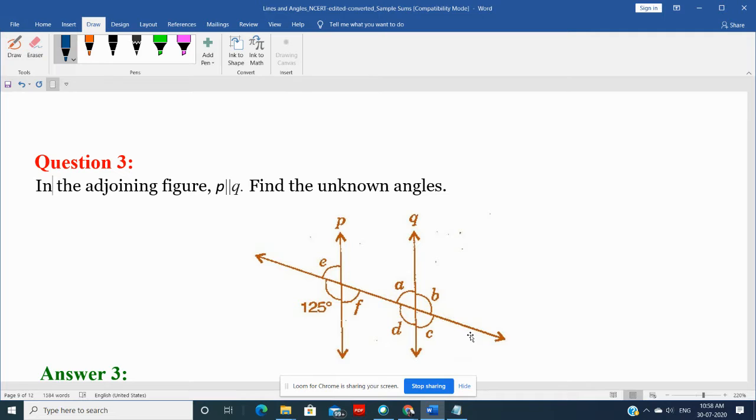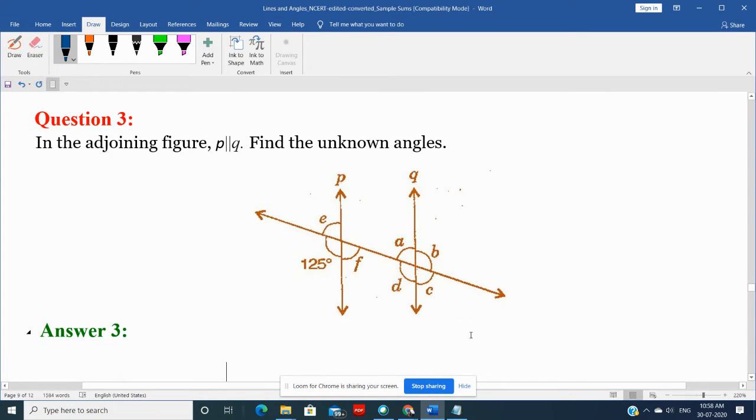The question states that in the adjoining figure P is parallel to Q. Alright, so let's first check this. Let me highlight it. This P is parallel to Q. Okay, these two we are talking about. Now find the unknown angles.